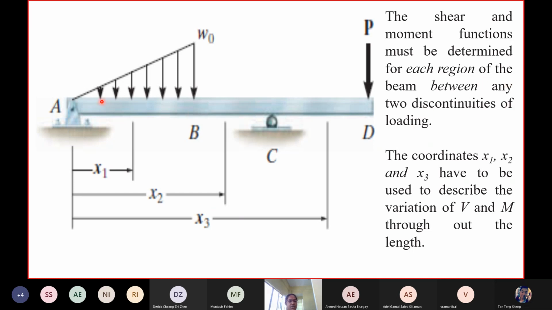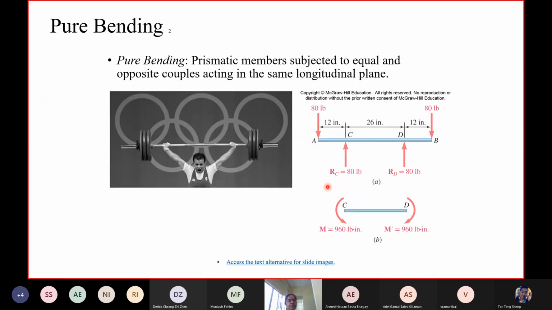Okay, another case: the shear and moment functions must be determined for each region of the beam between any two discontinuous loadings. See here, another type of loading. This is a pin, right? It's a pin joint, and there is a triangle load applied at one end. At the other end, there is another type of loading, towards the end itself. And then you need to analyze from here, taking into consideration x1, x2, x3. So this is another type of loading and analysis that one can perform. The corresponding bending moment and shear force diagrams can be plotted. This example I already explained to you, with the numbers you are also seeing here.